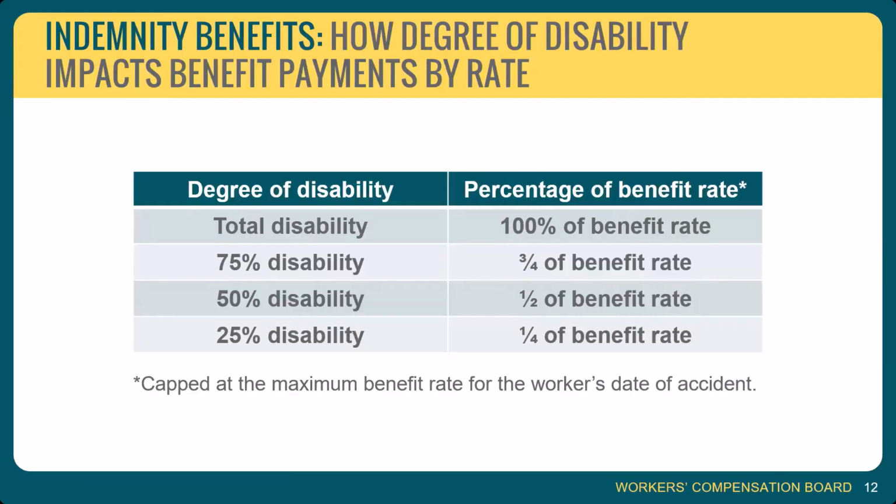But now here, we're showing you the chart nice and clear. Total disability, you're going to get 100% of the benefit. That is what we call temporary total or permanent total. Okay, see, total keeps getting used. The other three are temp partial, permanent partial, because 75% disability will get you 3/4 of the benefit amount. And then 50 and a half, 25 and a quarter. And the last element on that table is important. The payment is capped or limited by the maximum benefit rate that was in effect on the date of your incident. So in our system, we do not have cost of living adjustments.